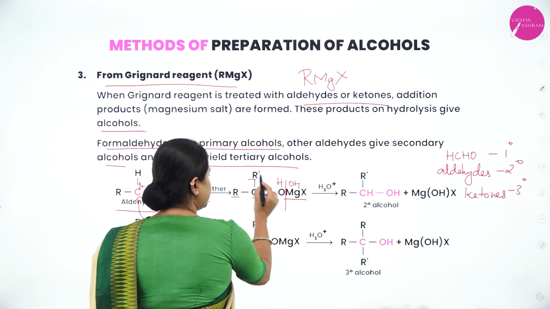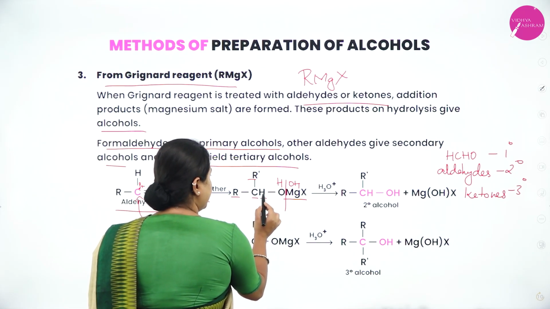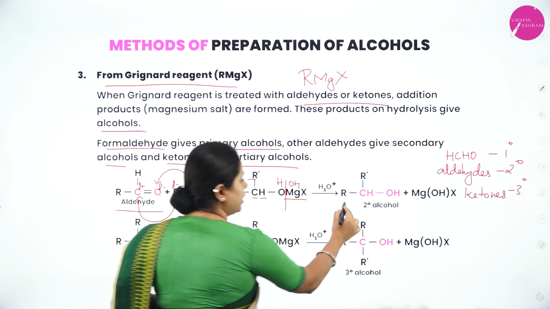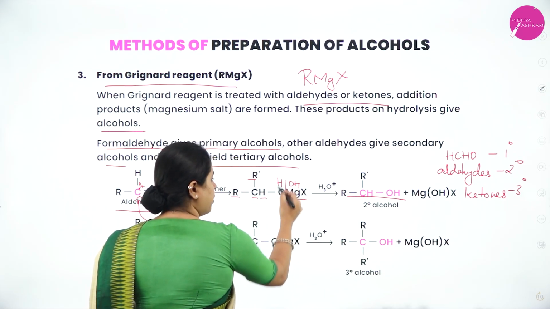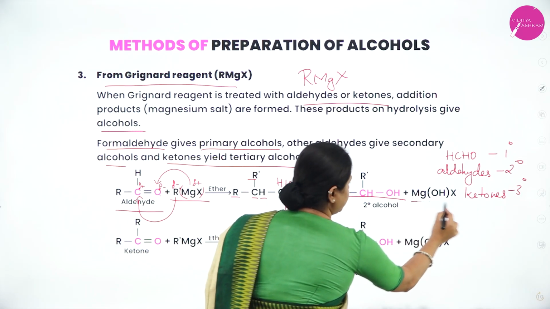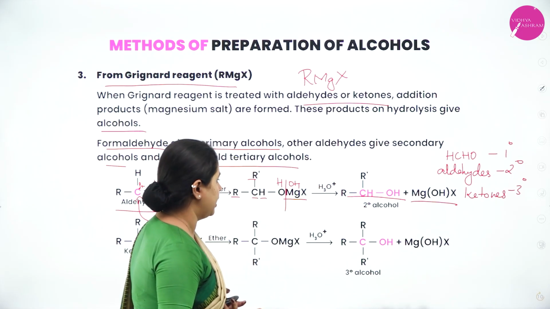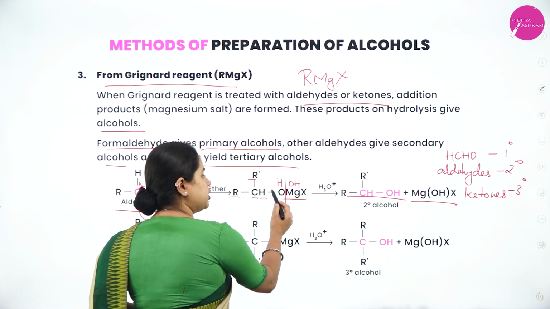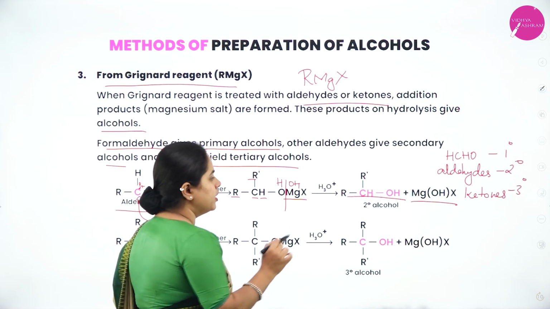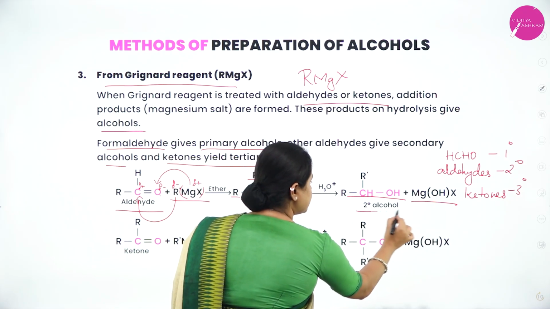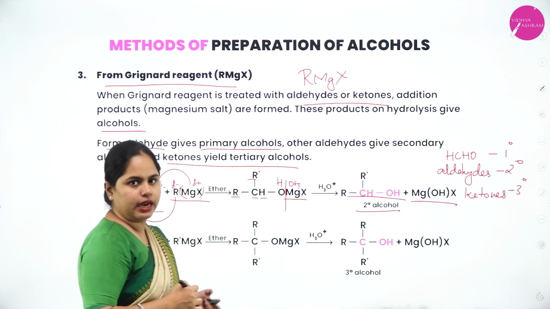H is added here, which means this part will be R-CH-R-OH. You will get the alcohol, and this part will be MgOHX. MgOHX will be formed. I hope it is clear. So this bond will break, and H will be added here and OH will be added there. So now what you are obtaining here is a secondary alcohol.